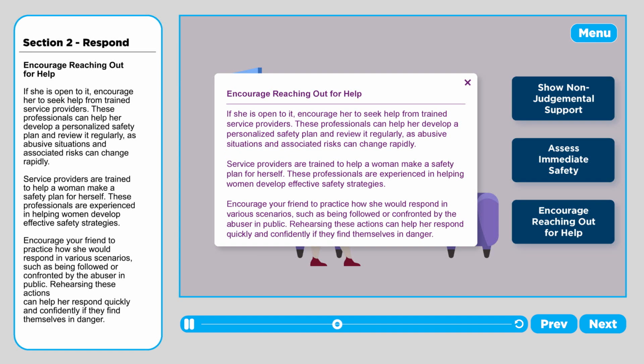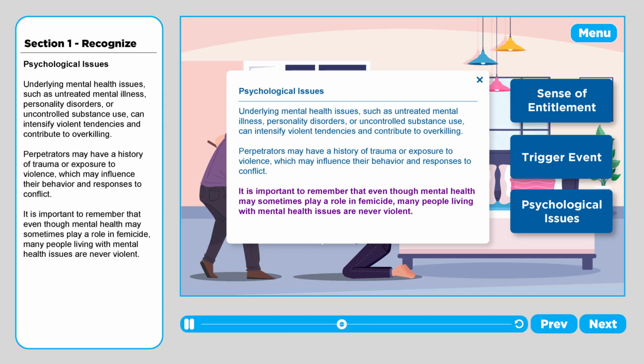Psychological issues. Underlying mental health issues, such as untreated mental illness, personality disorders, or uncontrolled substance use, can intensify violent tendencies and contribute to overkilling. Perpetrators may have a history of trauma or exposure to violence, which may influence their behavior and responses to conflict. It is important to remember that even though mental health may sometimes play a role in femicide, many people living with mental health issues are never violent.